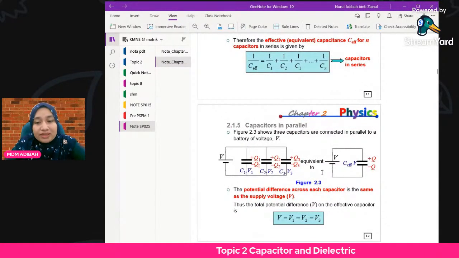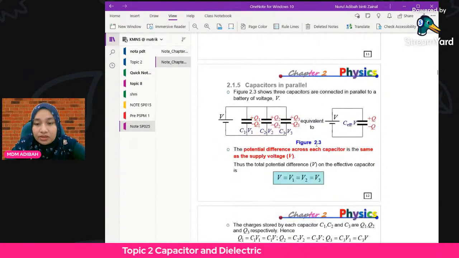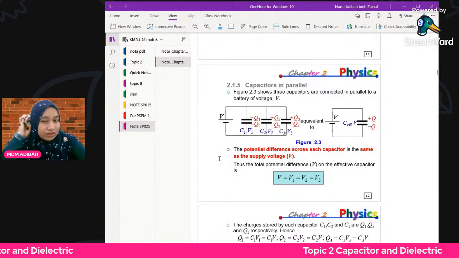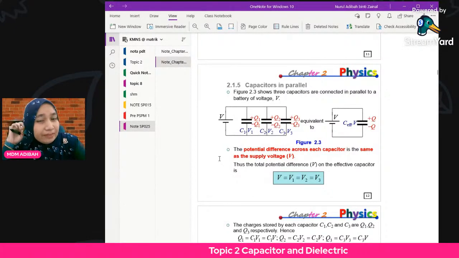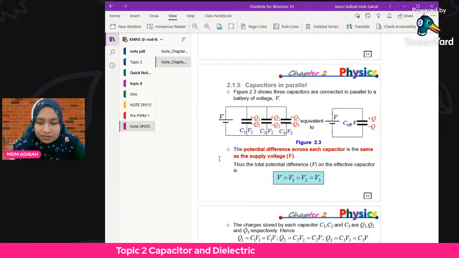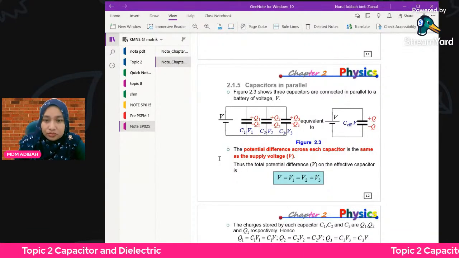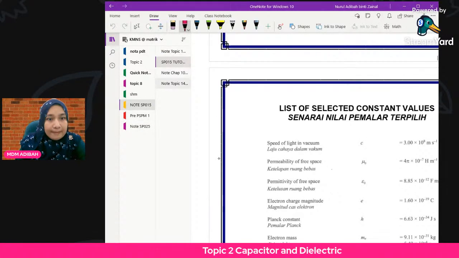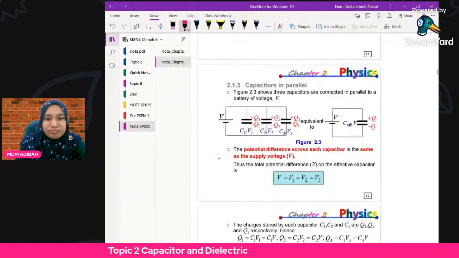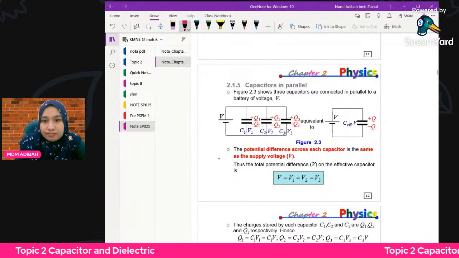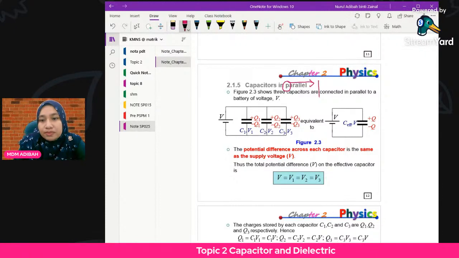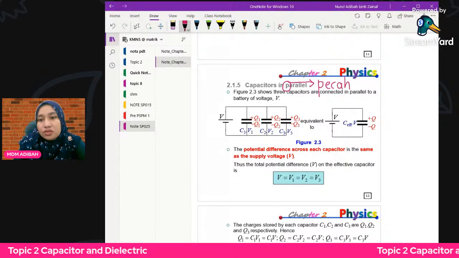Okay, now capacitors in parallel pula. Figure 2.3, ini cara disusun secara parallel. Senang je. Parallel start pada huruf P. P pecah. Ini yang I always told my previous students, P pecah.